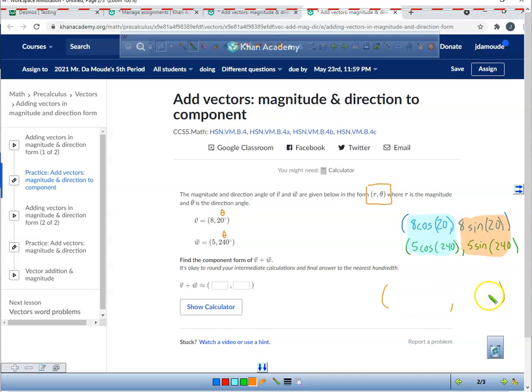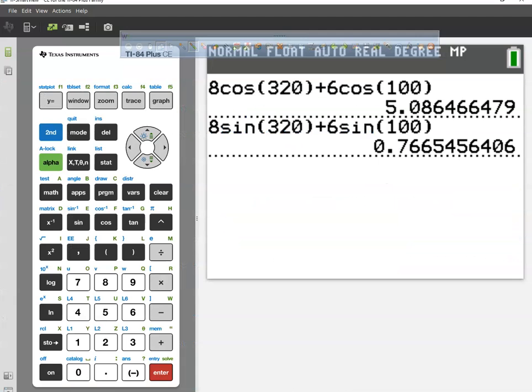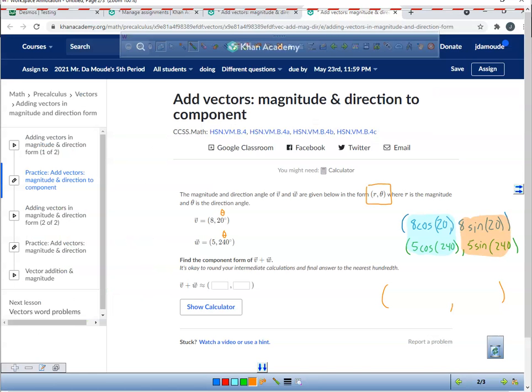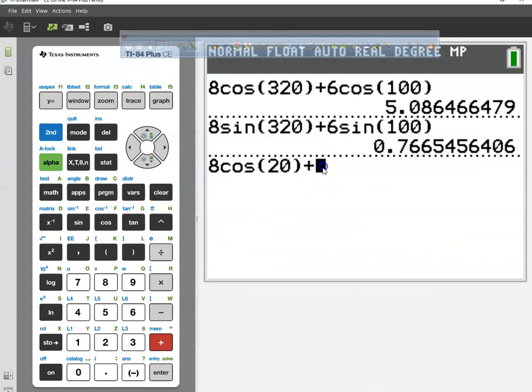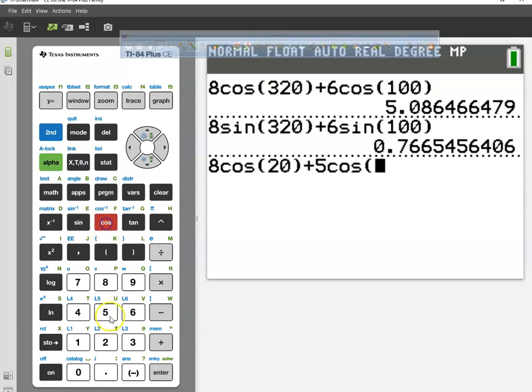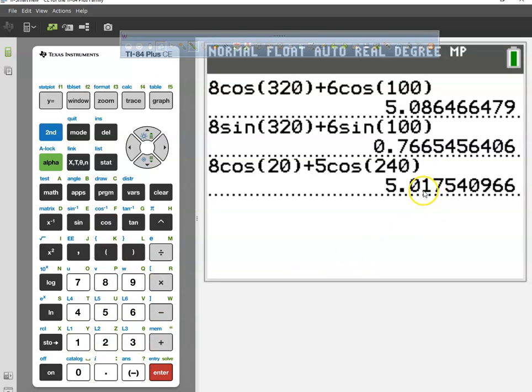Both of my components. So I'll just do one more, and that should be enough, I think, to help. I shouldn't have to do more than that. You guys ready? Let's do it. 8 cosine 20 plus, what was our other one? 5 cosine 240. That gives us 5.02.